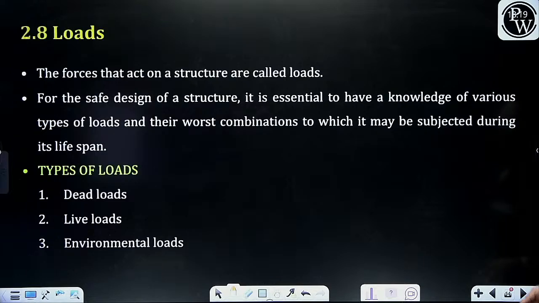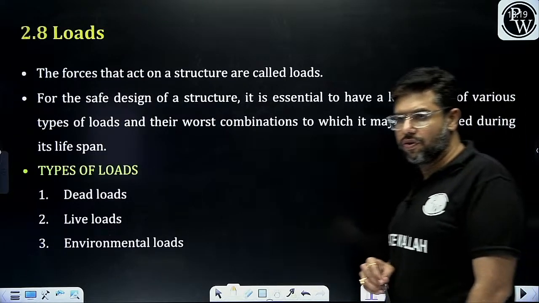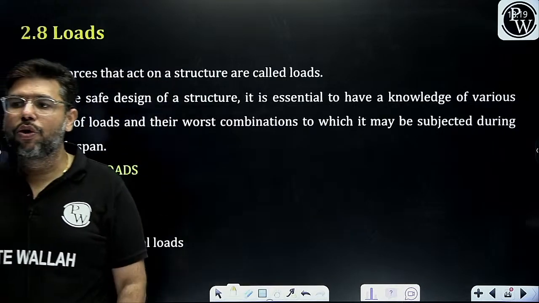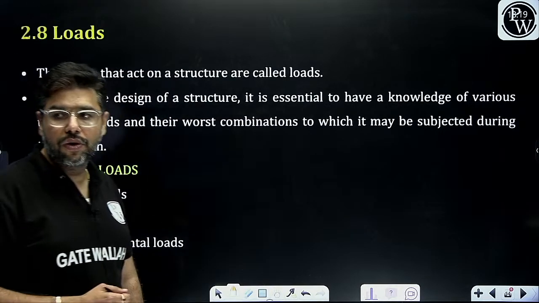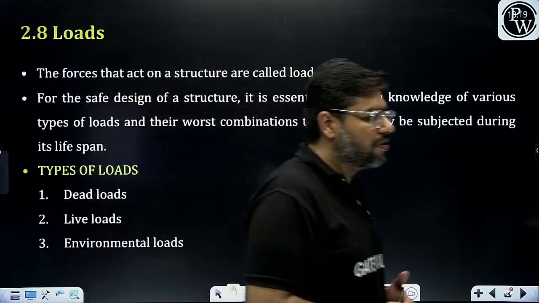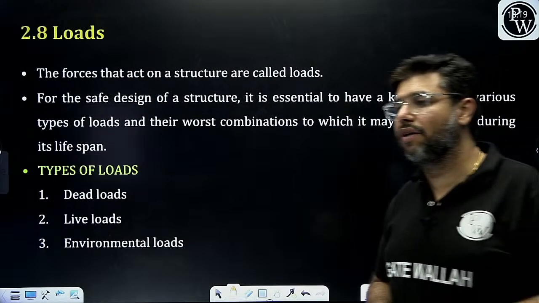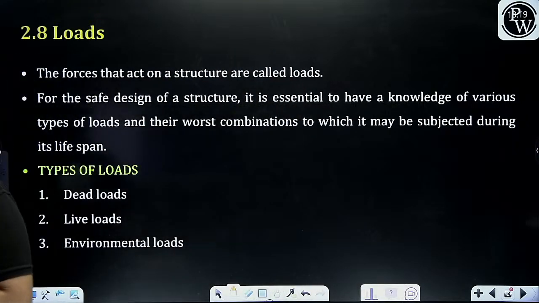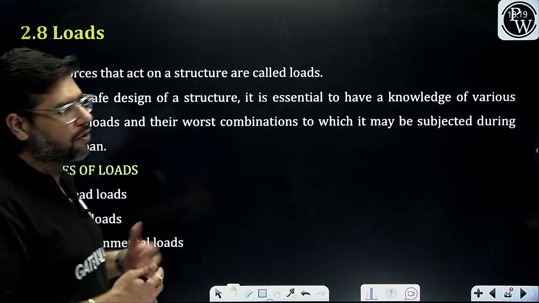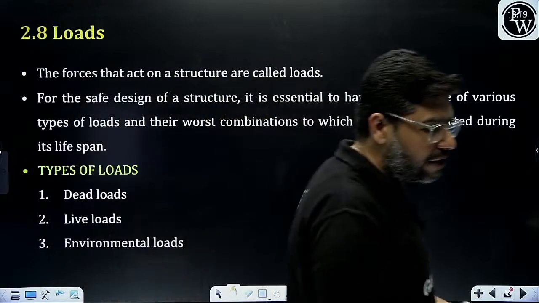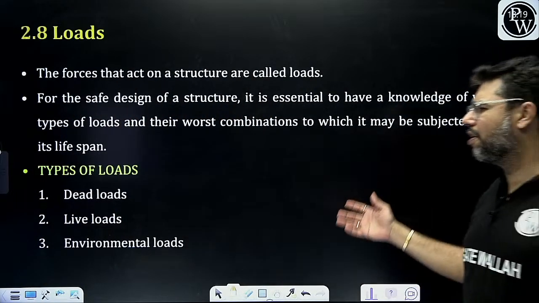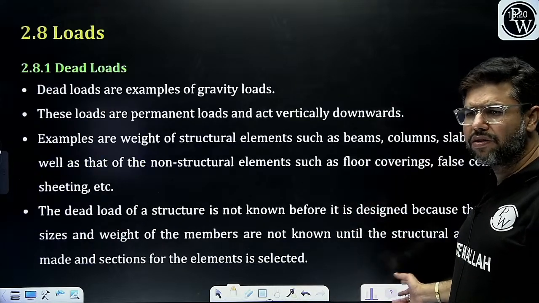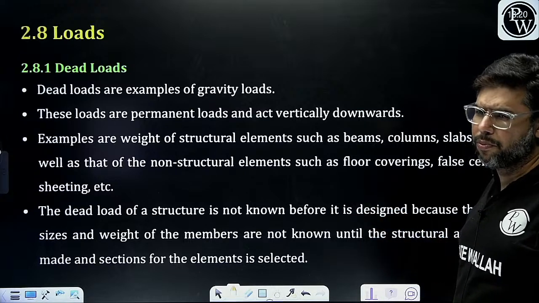You know what is the code to calculate the loads? This you have been taught in RCC as well. What is the IS code for calculation of loads? Tell me fast please. Which IS code is used? Obviously IS 875. There are 4 parts, part 1, 2, 3, 4. This is actually used for calculation of loads. Loads are of various types: dead load, live load, environmental load. These are the various types of loads you have already studied in RCC, so I am not going into detail.